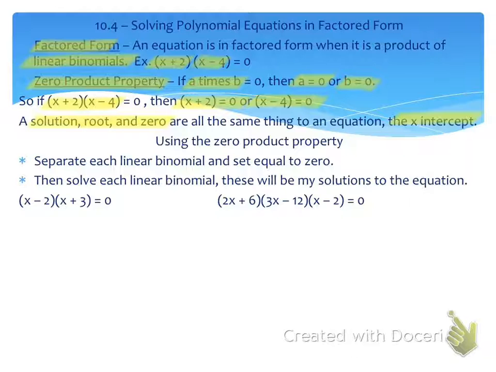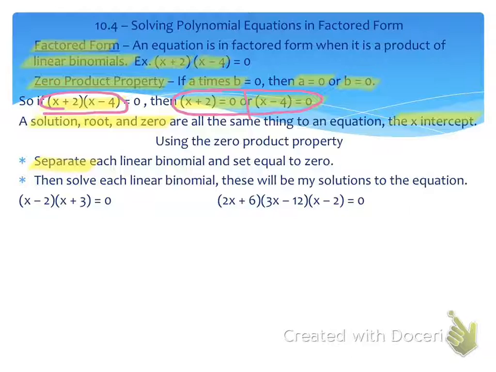Using the zero product property, whenever I have a problem, I'm going to separate each linear binomial and then set it equal to 0, which is what I just did up here. I started off with x plus 2 times x minus 4, and then I set them both equal to 0. So I have x plus 2 is equal to 0, and x minus 4 is equal to 0. Then I'll solve each one, which just means I'm going to get x by itself.